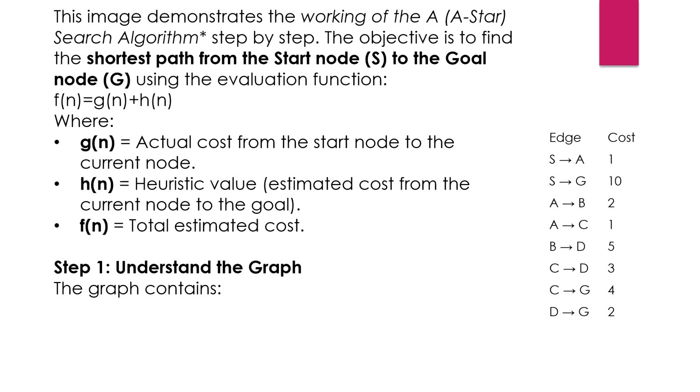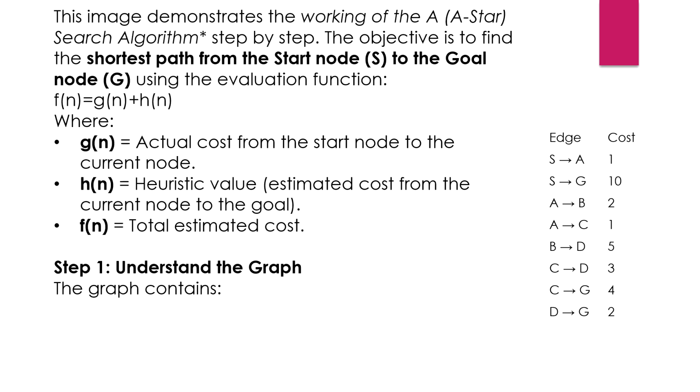This image demonstrates the working of the A-star algorithm step by step. The objective is shortest path finding from node S to goal G using the evaluation function f of n equal to g of n plus h of n. Already we have discussed g of n, h of n, f of n. Okay, we are using the following steps to find the shortest path. Step 1. First, we have to understand the graph.